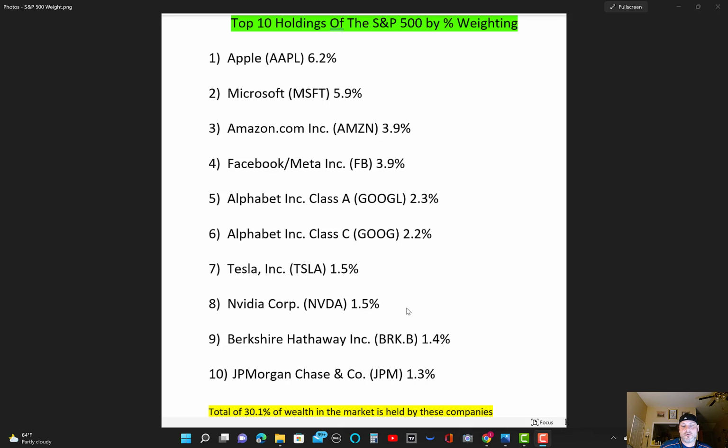weight. Now, a total of 30.1% of wealth in the market is held by these companies. So take a good look at this right here, and the majority of the money that's flowing through the United States right now is through these companies. Good fact, it's definitely something to be aware of and to know what sort of companies are leading the markets.